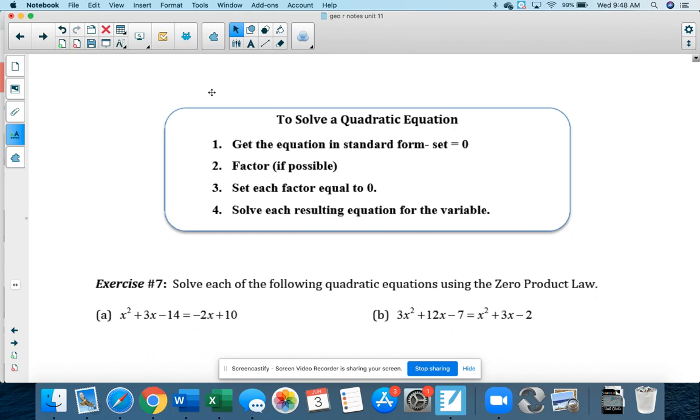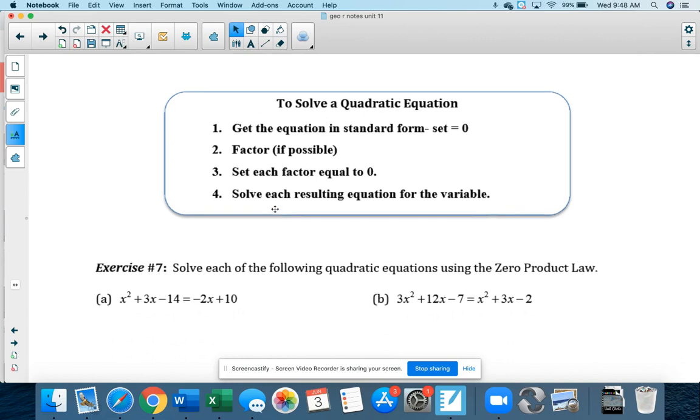So the first step is that you have to get the equation in standard form. That means that everything has to be on one side, and you set it equal to 0. So if it's not in standard form, you first have to move everything so that everything's on one side and you have 0 on the other side. Normally we move it to the left, but it really just doesn't matter. Step 2 is you have to factor if possible. Always look to see if there's a greatest common factor, if it's a difference of 2 perfect squares, or if it's a trinomial, you just set up your 2 sets of parentheses. Then you set each factor equal to 0, and then you solve each resulting equation.